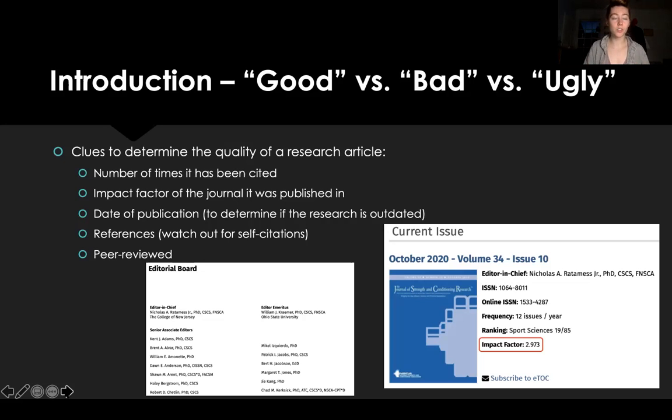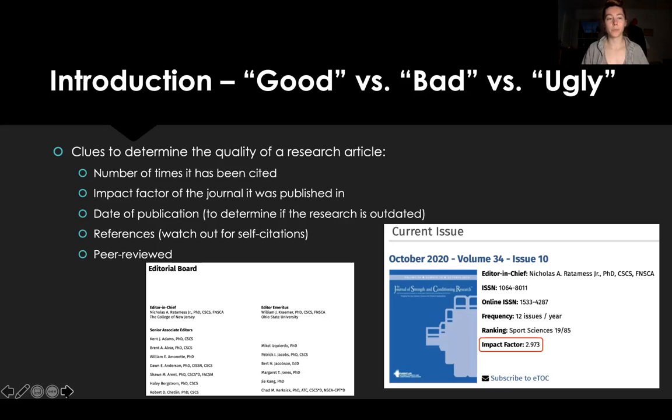Date of publication, so is this research relevant? So if you get an article from like 1959, maybe that research isn't as relevant as something that's from 2018 through 2019. Things could change, things like methods of collecting data, or statistical analyses could have changed, and that means the data could have changed.